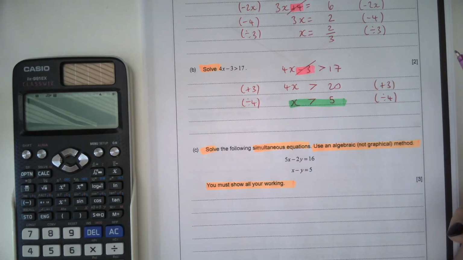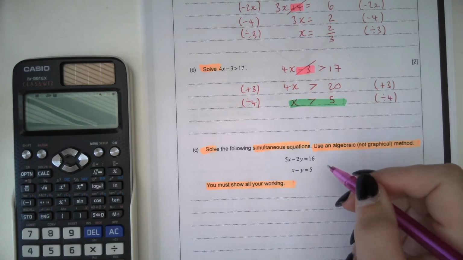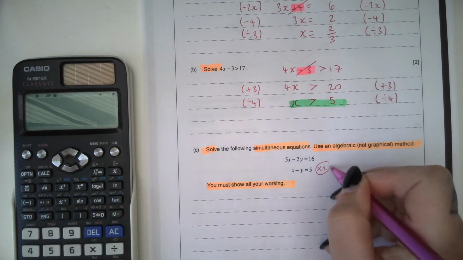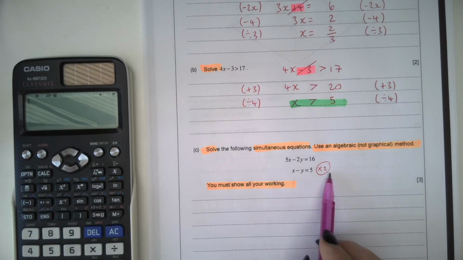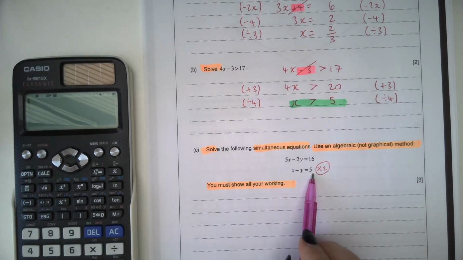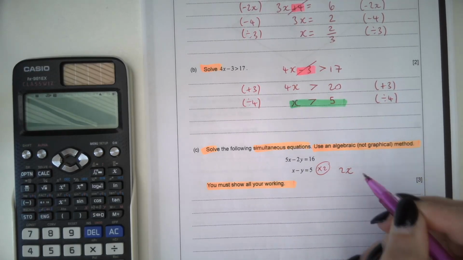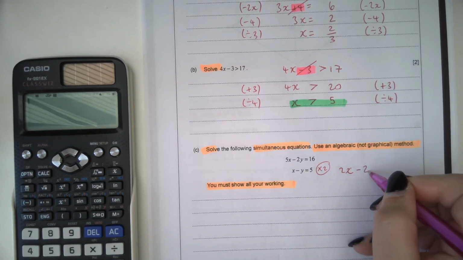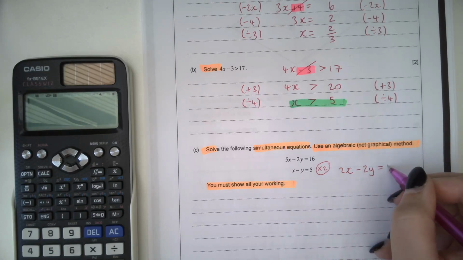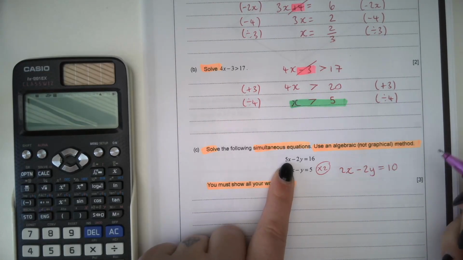So I need to make a coefficient match so that I can eliminate one of these variables to start with. So I'm going to multiply this equation by 2. When I multiply this equation by 2, everything gets multiplied by 2. So x times 2 is 2x. Minus y times 2 is minus 2y. And 5 times 2 is 10. And then I'm just going to write this equation above.